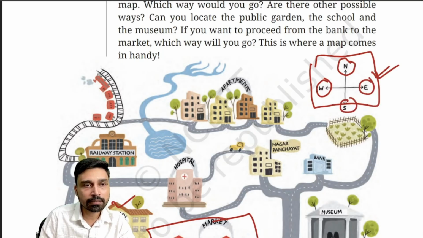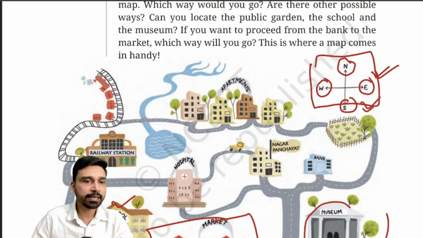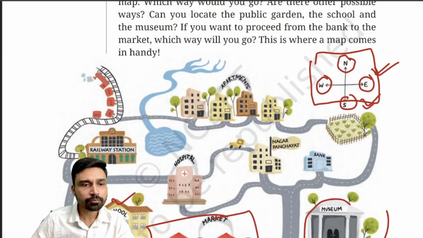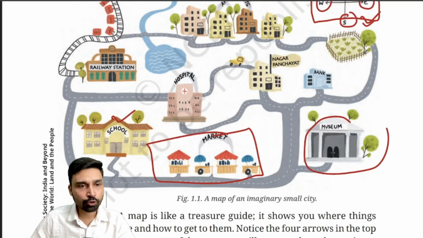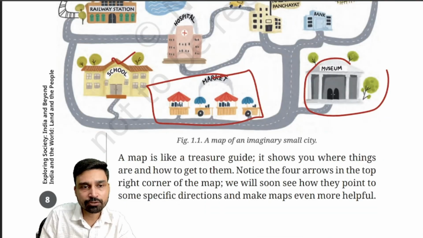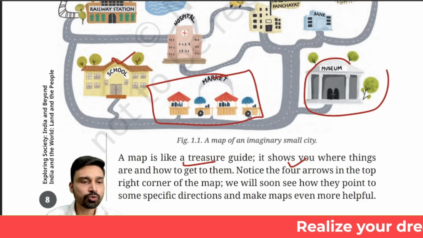So you can easily say that the pond and river are located to the west of the city. The railway line is located in the westernmost part of the city. Similarly, the museum is located in the easternmost part of the city. That is what this map is trying to do, because as per geographers, a map can be considered a treasure guide. That means it is able to show you where things are and how to get to them, and that's why we also use direction.